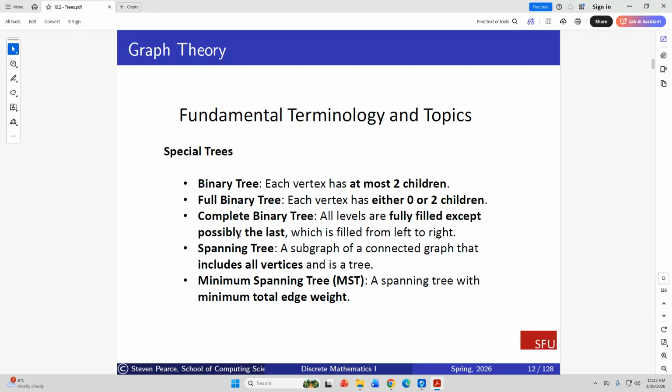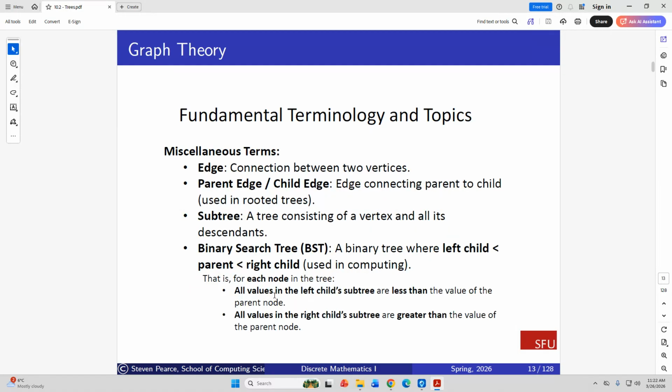All right. Complete binary tree. All levels are fully filled except possibly the last, which is filled from left to right. Spanning tree, a subgraph of a connected graph. A subgraph, okay, we'll talk about those, show you examples, which includes all vertices and is a tree, but it's a different way of connecting the vertices. Minimum spanning tree, a spanning tree with minimal total edge weight. We'll see what this means shortly.